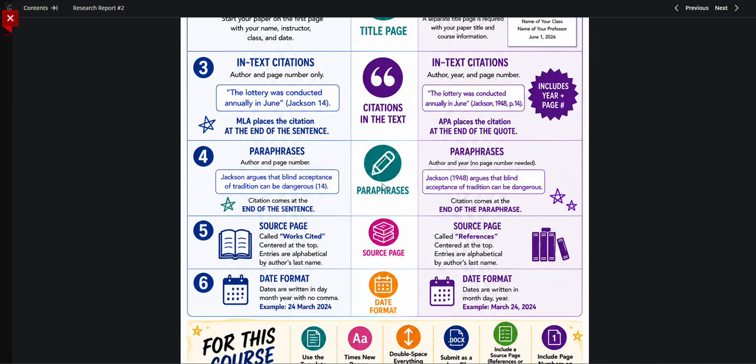So if you do that in an APA paper, you put the date of publication behind the last name. And you don't have to put the page number. It's not necessary. So the same paraphrase would look like this: Jackson, 1948, argues that blind acceptance of tradition can be dangerous. But you still need to put that date. Again, they're very, very interested in the date of publication.